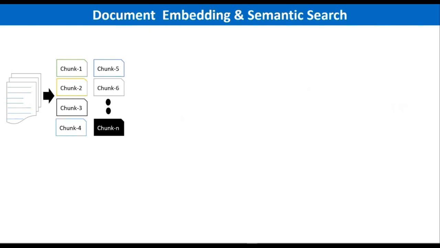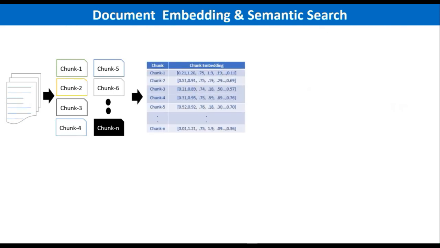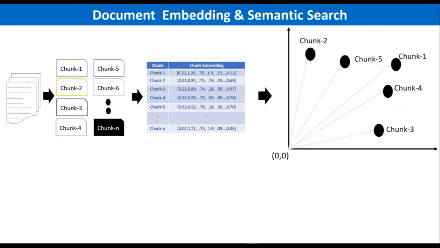So you have these documents. These documents first get split into different chunks, and then using the embedding model, these chunks are converted into embeddings. And then these embeddings are plotted into an n-dimensional vector space. Using this numerical representation, they are plotted into the n-dimensional vector space, so they have taken some place in it.